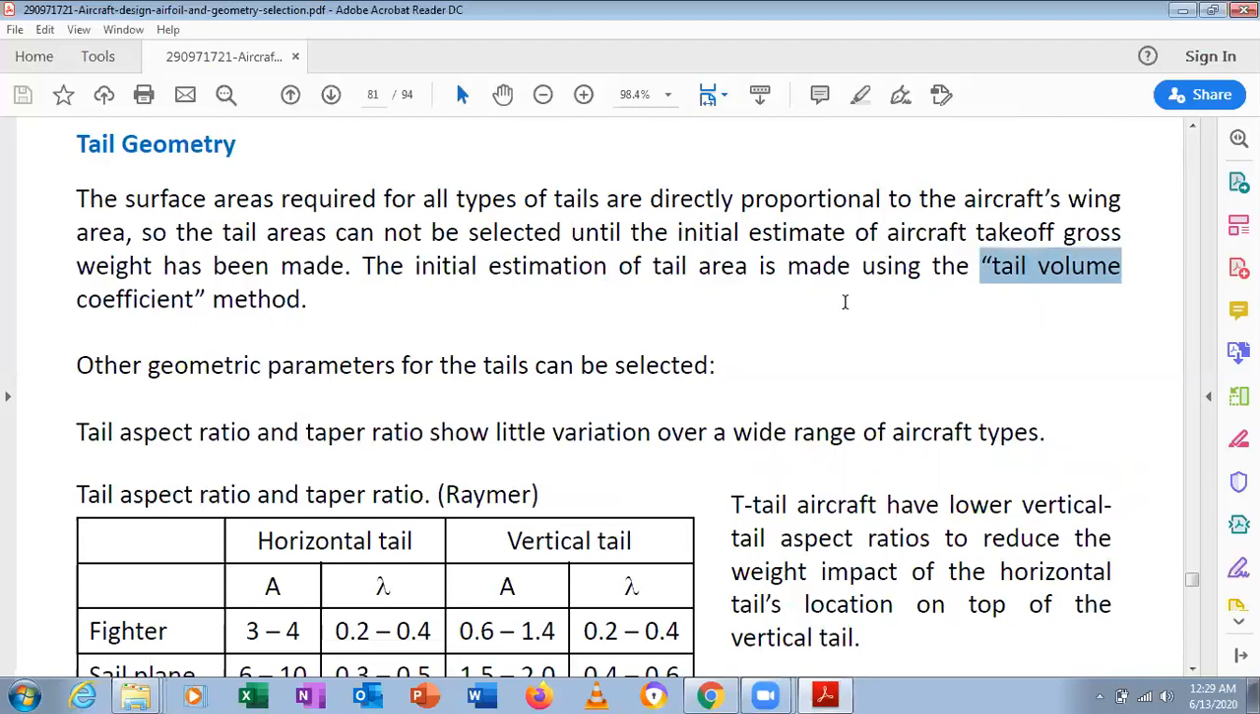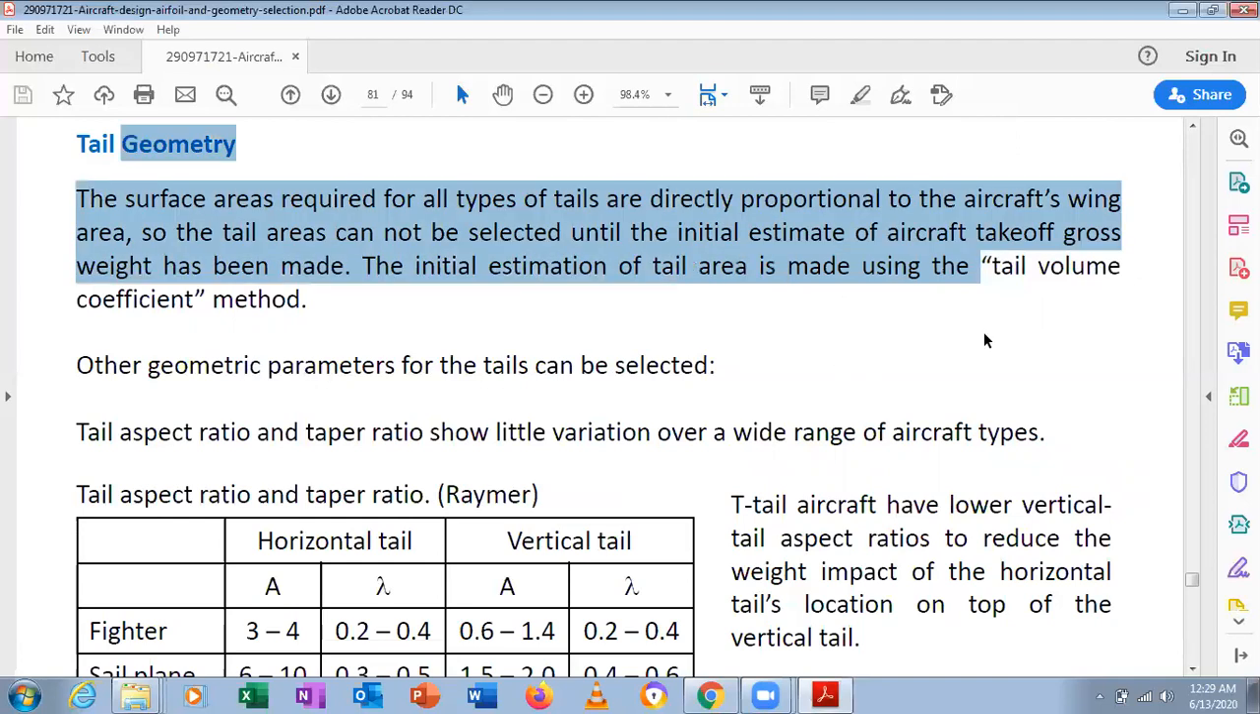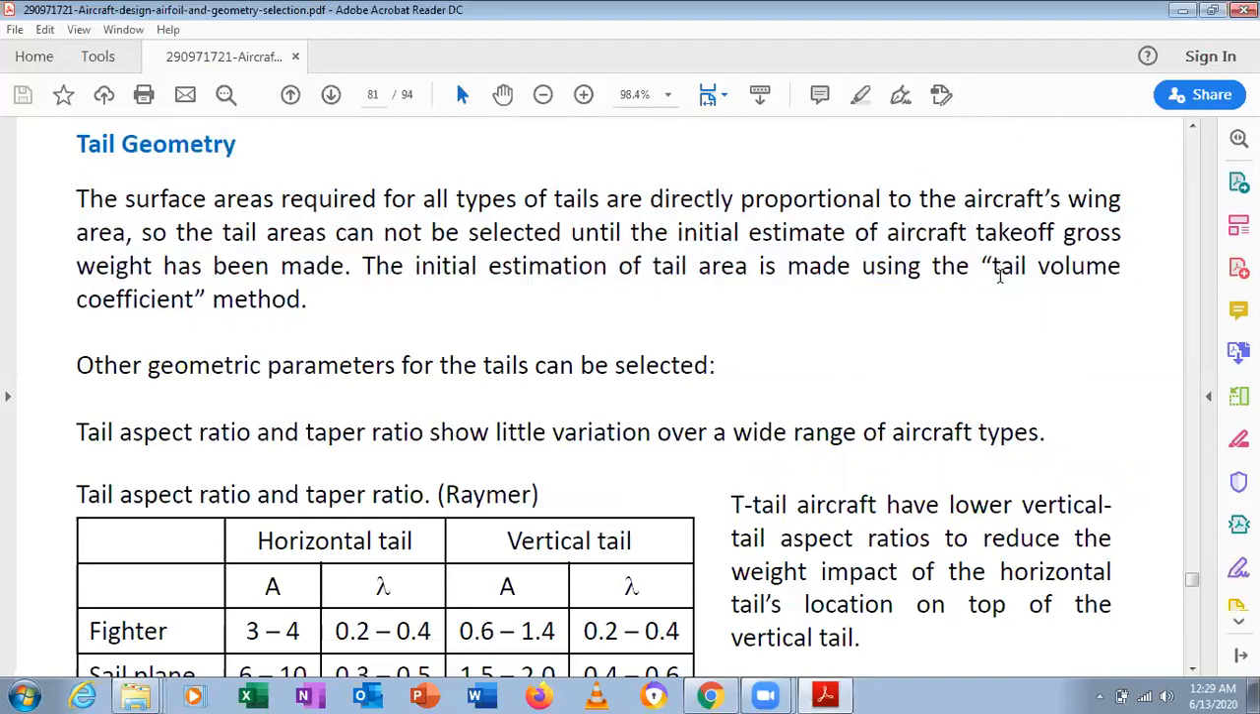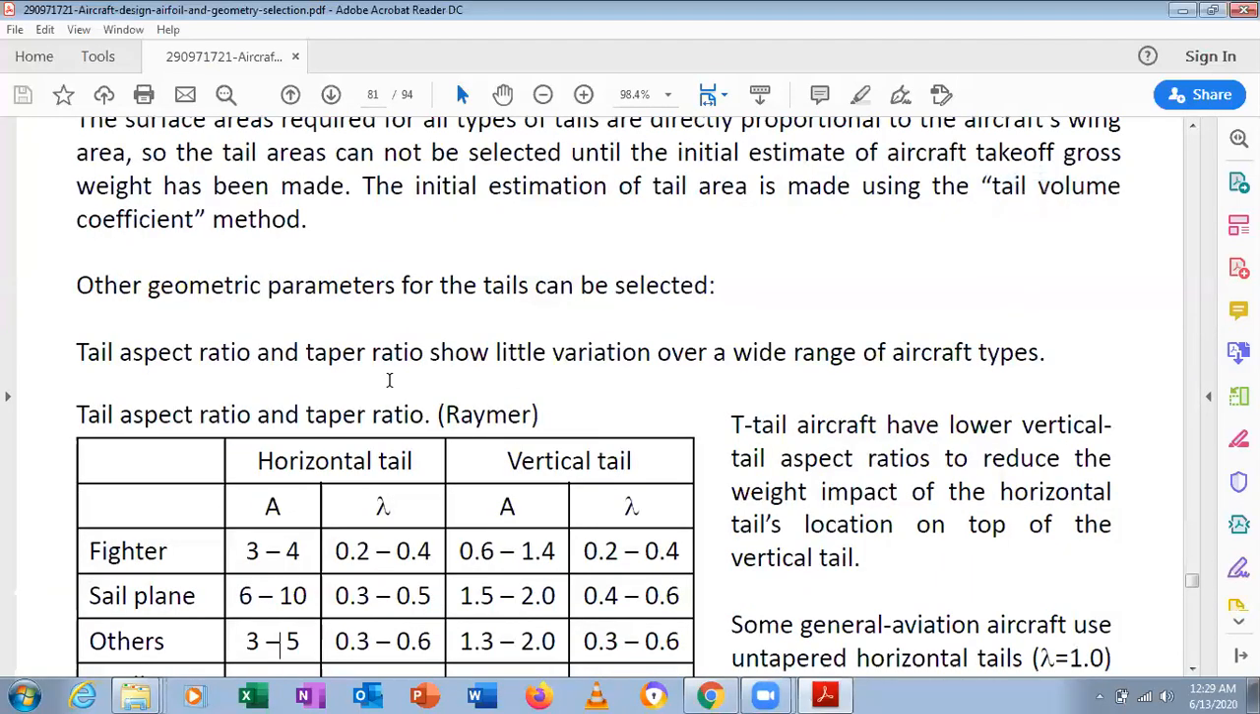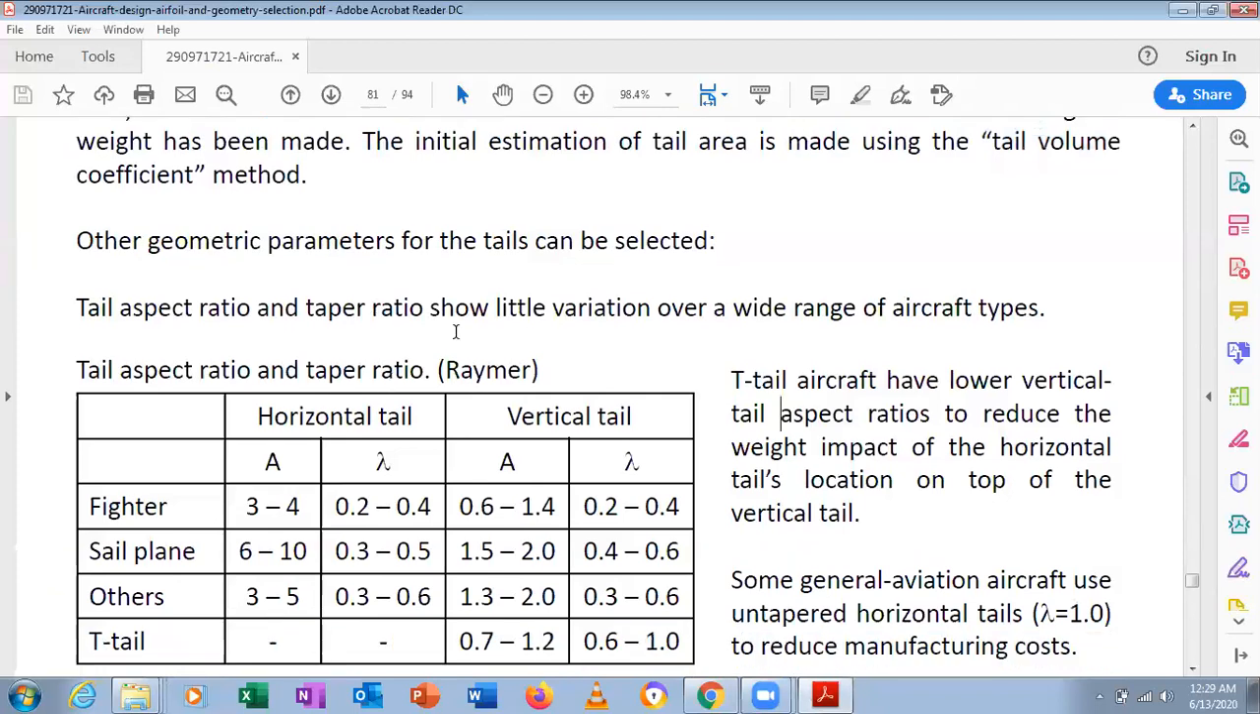So the initial estimation of tail area is made using what is called the tail volume coefficient method. Other geometric parameters of tails can then be selected. The tail aspect ratio and taper ratio show little variation over a wide range of aircraft. You can see this is called an aspect ratio, and this is called a taper ratio for a horizontal tail.